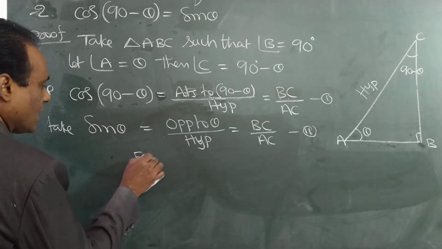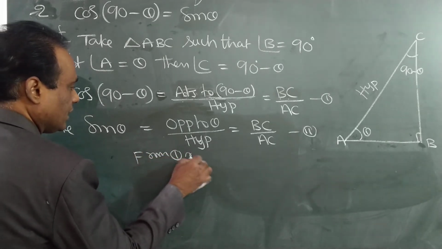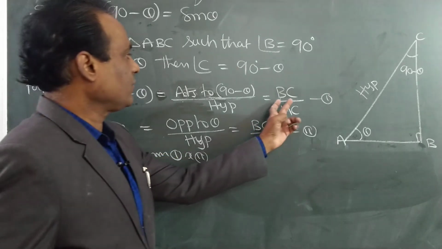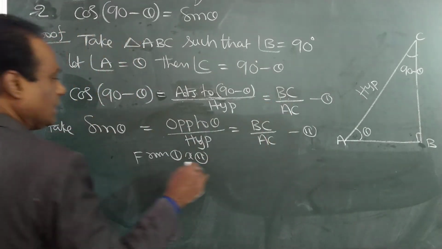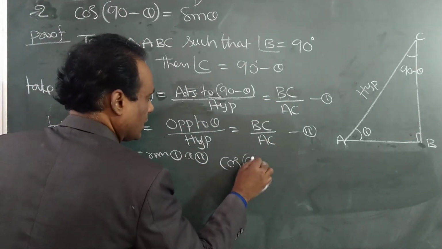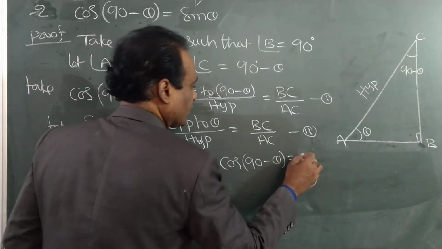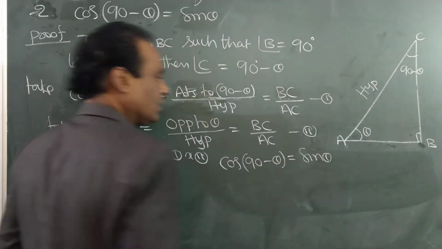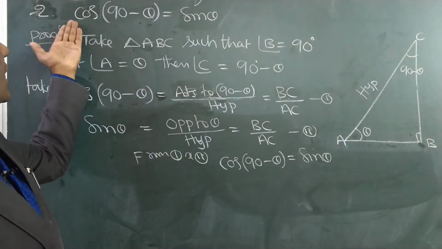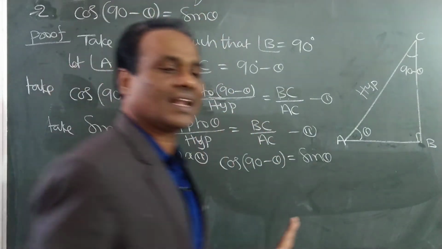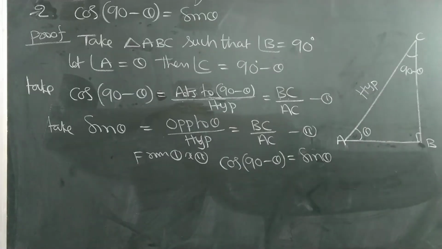From 1 and 2 the conclusion is this is BC by AC, this is BC by AC. Both are equal, so cos 90 minus theta is sin theta. This is the second formula. Sin 90 minus theta is cos theta, cos 90 minus theta is sin theta. Like that you can derive any other remaining ones also. Write down.